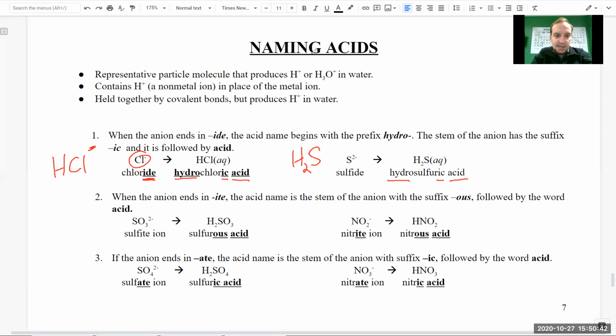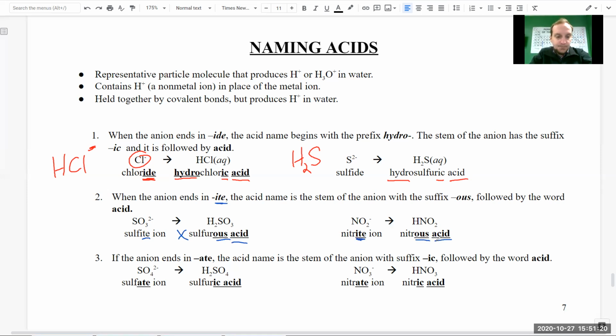And number two, if the anion, which again is the right side, the negative portion, ends in "ite," for example, sulfite, then the way we're going to name this is going to be different. There is no hydro. And then we're going to say sulfurous acid. So it's not hydro anything, it's just sulfurous acid. Here we have NO2 minus, which of course would be HNO2. Because it ends in nitrite, again, that's going to be nitrous acid.